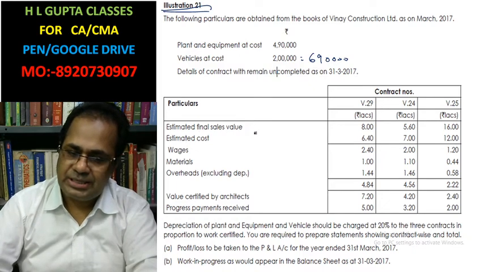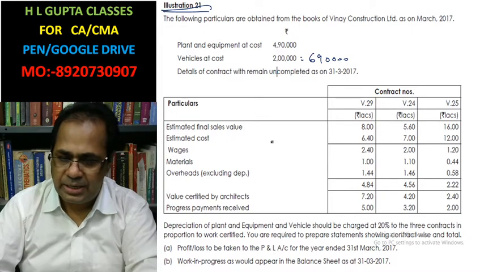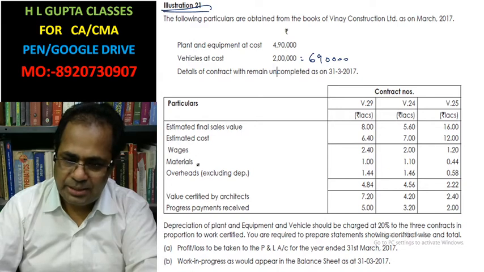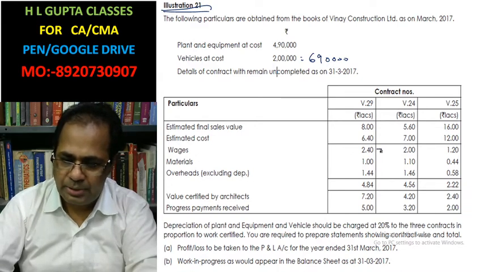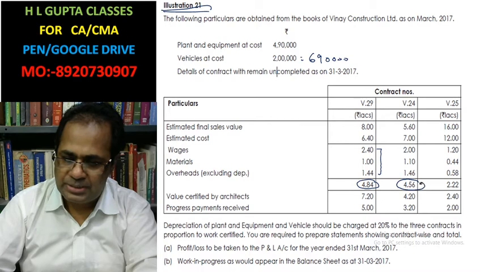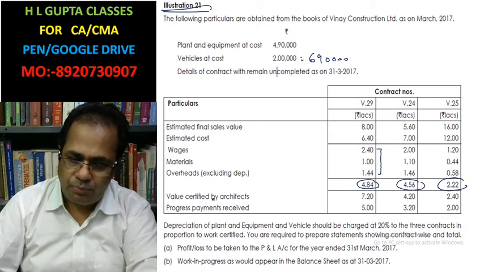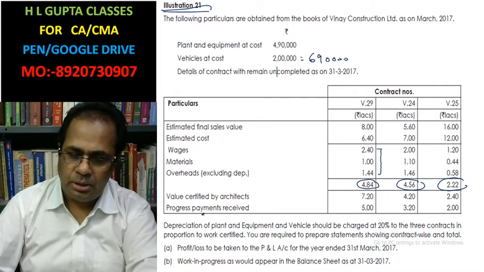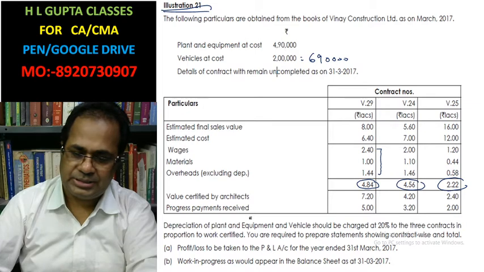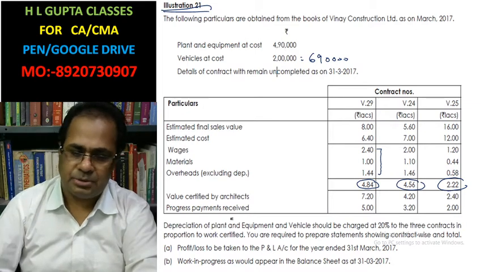The estimated final sales price is given. Estimated costs are also given here: wages, material and overhead excluding depreciation. The totals of these three excluding depreciation are 4.84, 4.56, 2.22. The value certified by the architect is the work certified. Progress payments received is the cash receipt.